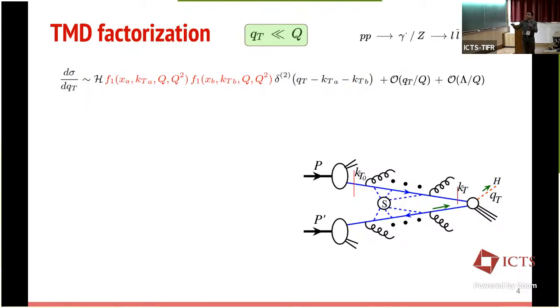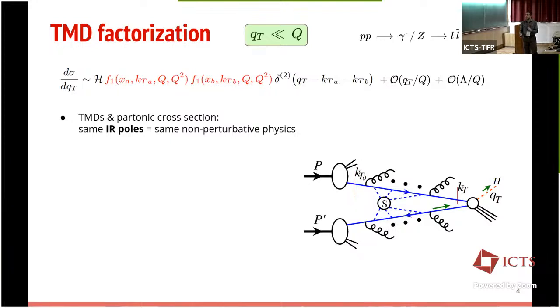So in a nutshell, this is the result of a factorization theorem. You have H that describes the hard interaction between the quark and antiquark and the photon or the Z, whatever happens here. Then you have the initial state description, which is given by the two F1 distributions. You have this delta function here that again tells you that the transverse momentum kT of the quark in the first hadron and the transverse momentum kT of the quark in the second hadron add up and build the observed transverse momentum. And then you have corrections to the factorization theorem, and we're going to focus on them later.